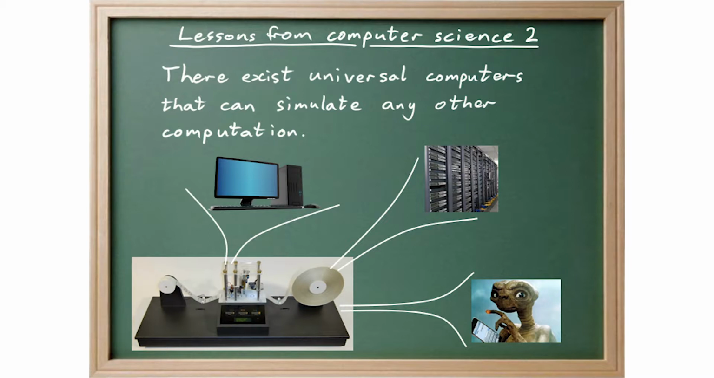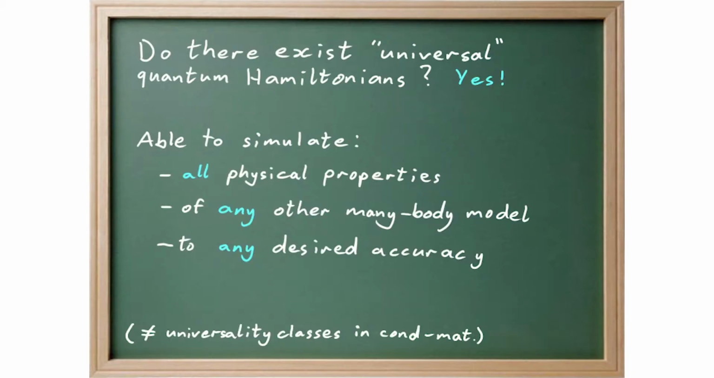So that kind of raises the question: there are universal classical computers, there are universal quantum computers too. Are there universal quantum Hamiltonians? And what do I mean by universal? I mean, are there classes of Hamiltonians that are able to simulate all the physical properties of any other system to any accuracy we like?